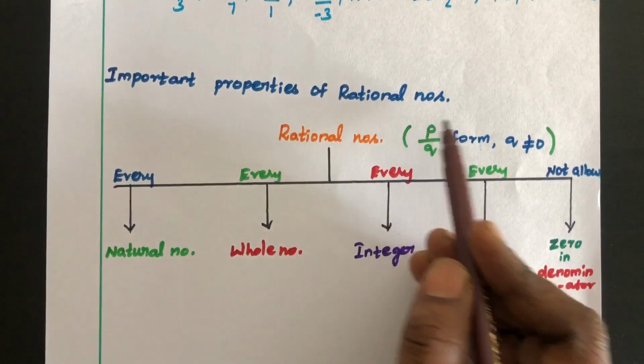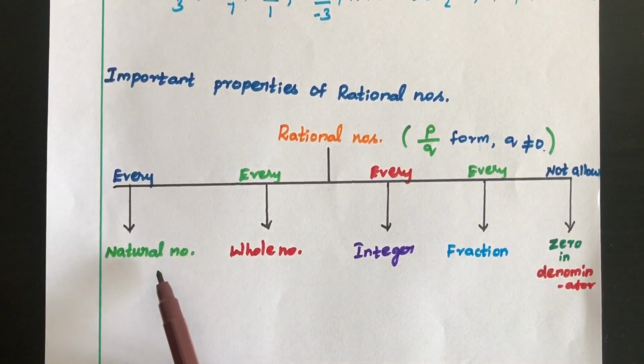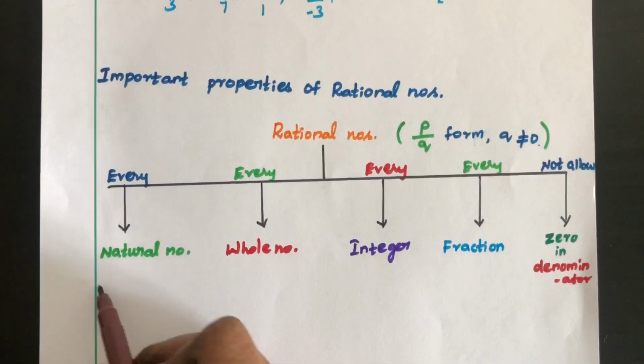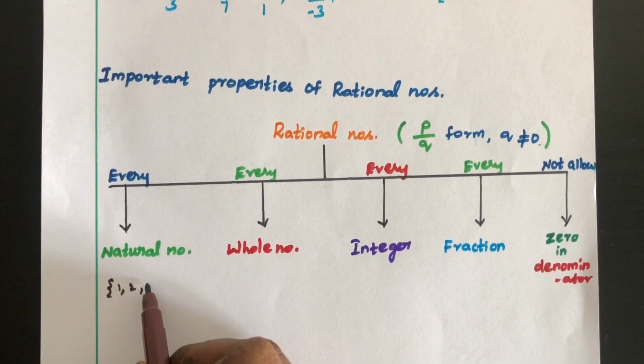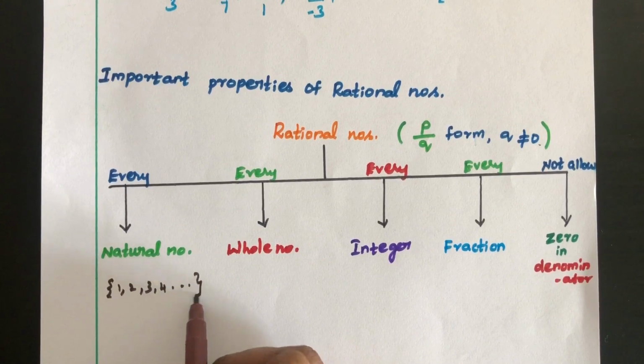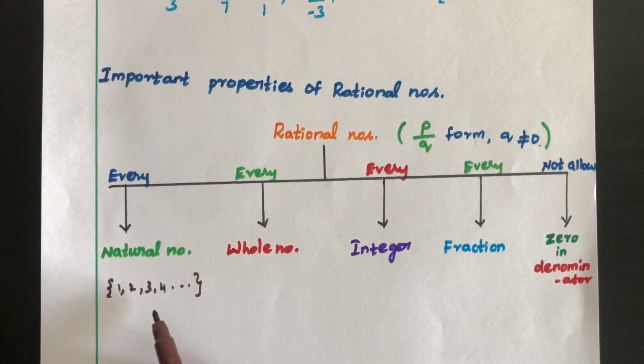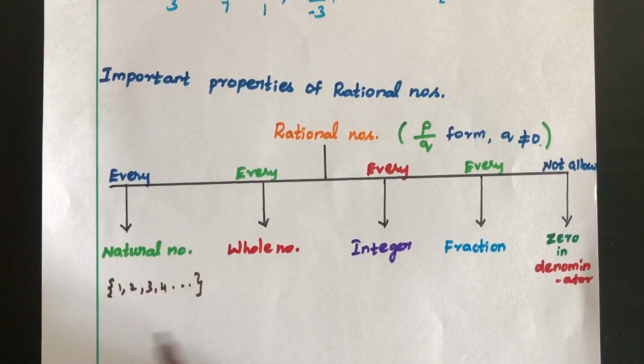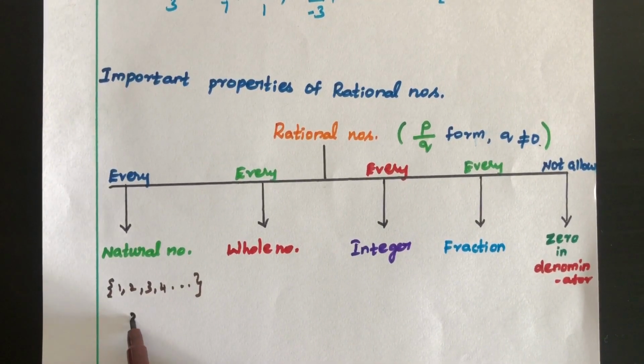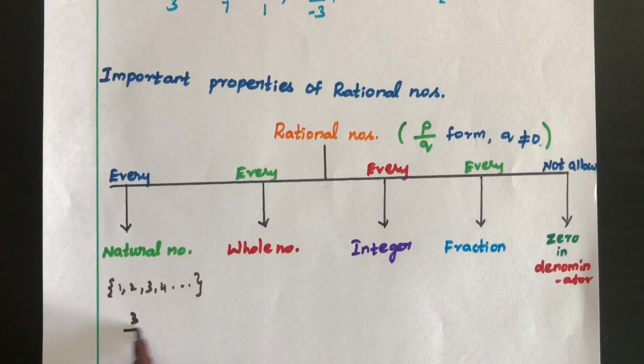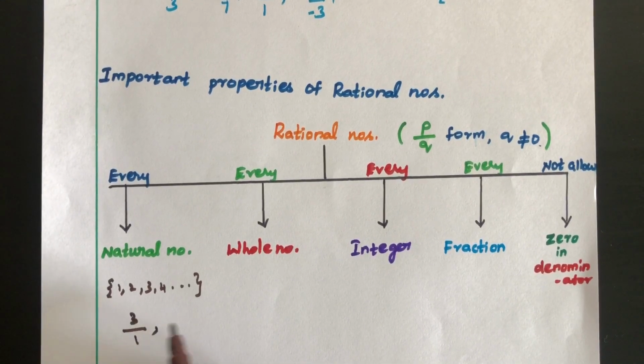Important properties of rational numbers. Every natural number is rational. What are natural numbers? Just the set of 1, 2, 3, 4, only positive numbers. All the natural numbers are rational numbers. See, for example, if I am taking 3, how to express this as a rational number? 3 by 1, we can express, no? Like this. Similarly, 4 by 5. So all are from the natural numbers. So from the natural number set you can make rational numbers. So every natural number is a rational number.